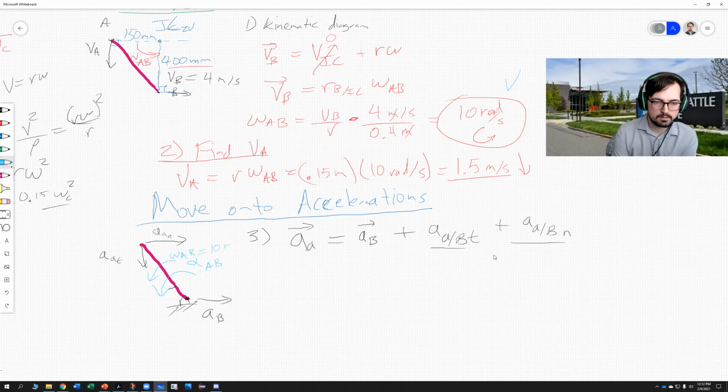And let's talk about directionality for a bit. We know AB is acting to the right. We've defined A of A as two components here: let's call it an A and C, which is acting to the right, and an A and T, which is acting down.